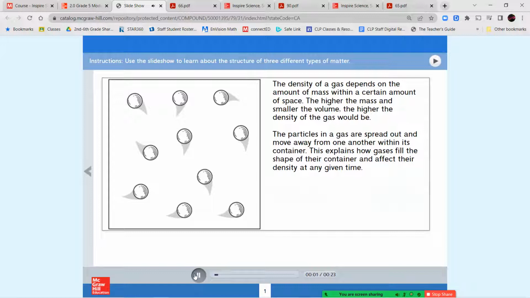The density of a gas depends on the amount of mass within a certain amount of space. The higher the mass and smaller the volume, the higher the density of the gas would be. The particles in a gas are spread out and move away from one another within its container. This explains how gases fill the shape of their container and affect their density at any given time.